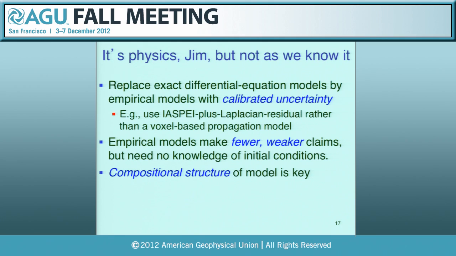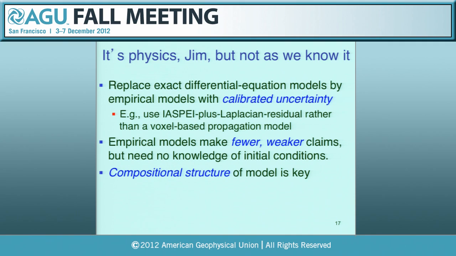We don't predict exactly the path that the wave will take, because in some sense we don't really care. What we really care about is when it will arrive and what it looks like when it gets there. Okay? So we're making fewer predictions, and they're weaker predictions, but we need much less information to use these empirical models as opposed to the classical deterministic physics model.